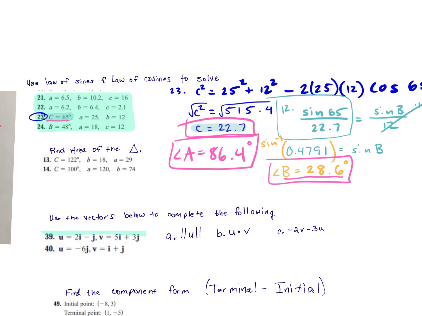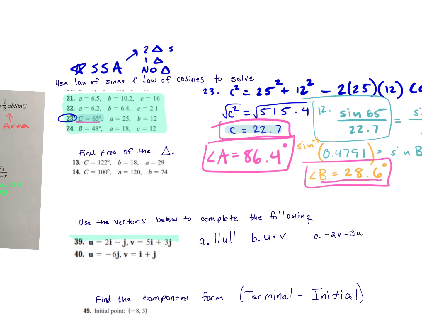So keep in mind that if you have a side-side-angle, you could have two triangles. So remember, you could have two triangles, you could have one triangle, or you could have no triangles. So with side-side-angle, you have the possibility of these three things.